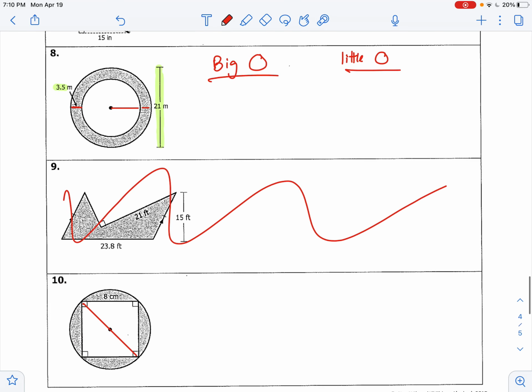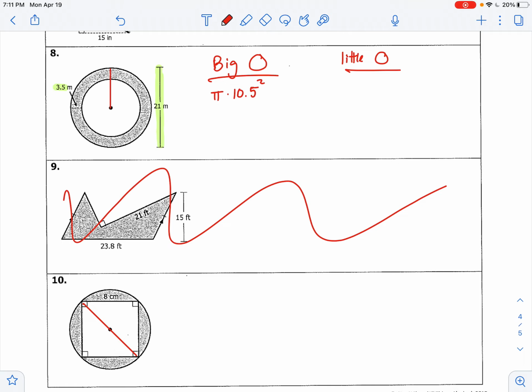All right, we'll try two more together. Number 8, I want to find the outside shape, which is a big circle, and the inside shape, the unshaded region, is a very small circle. So what I need to do is figure out the radius of the outside shape, the big circle. Well, the diameter we're given is 21 meters. So half of that would be 10.5. So my radius is 10.5, so it would be pi times 10.5 squared for the area.